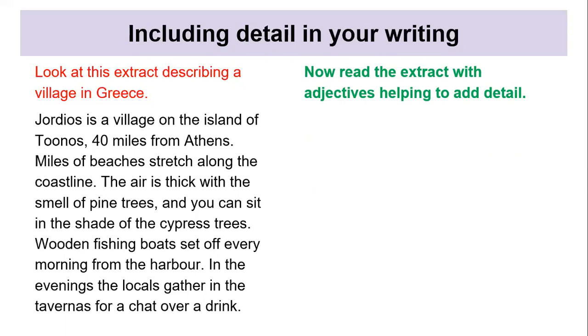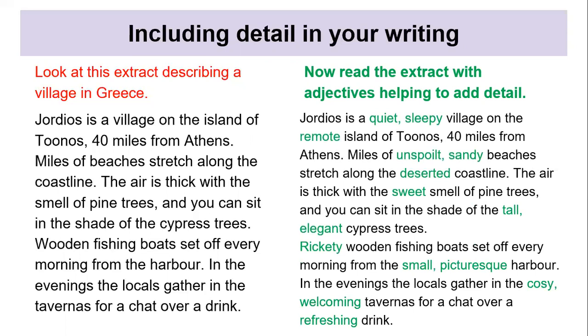So we've added in some adjectives to help create that detail. Yorios is a quiet, sleepy village on the remote island of Tunos, 40 miles from Athens. Miles of unspoilt sandy beaches stretch along the deserted coastline. The air is thick with the sweet smell of pine trees, and you can sit in the shade of the tall, elegant cypress trees. Rickety wooden fishing boats set off every morning from the small, picturesque harbour. In the evenings, the locals gather in the cosy, welcoming tavernas for a chat over a refreshing drink.